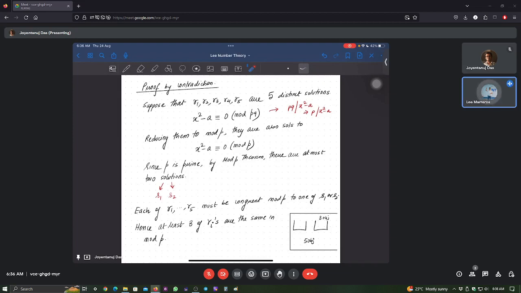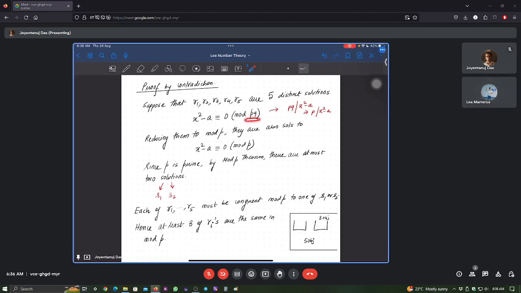But in the first line, the degree of the equation is also 2. Why do we have 5 different solutions? Oh, because it's modulo pq. It could be more solutions, right? Yes, it is mod pq. It is not a prime, right? So that theorem will not be directly applicable here.